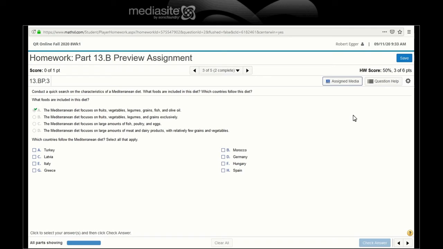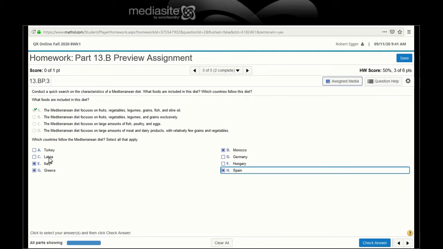What country follows Mediterranean diet? Select all that apply. Okay, so let's see, Mediterranean diet. Well, that kind of implies countries around the Mediterranean, so we need some geography here. Italy is Mediterranean. Greece is Mediterranean. Morocco is. Spain is. Turkey, Latvia, Germany, Hungary.